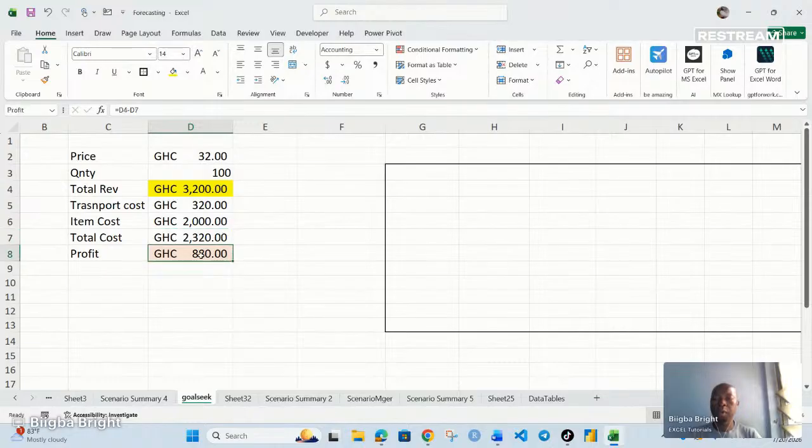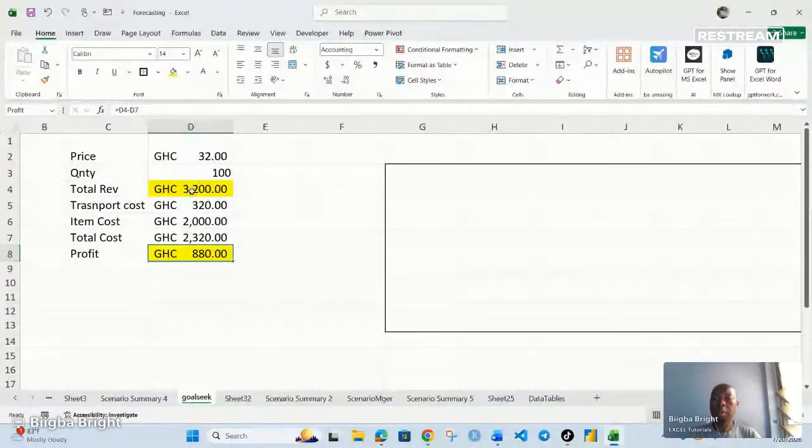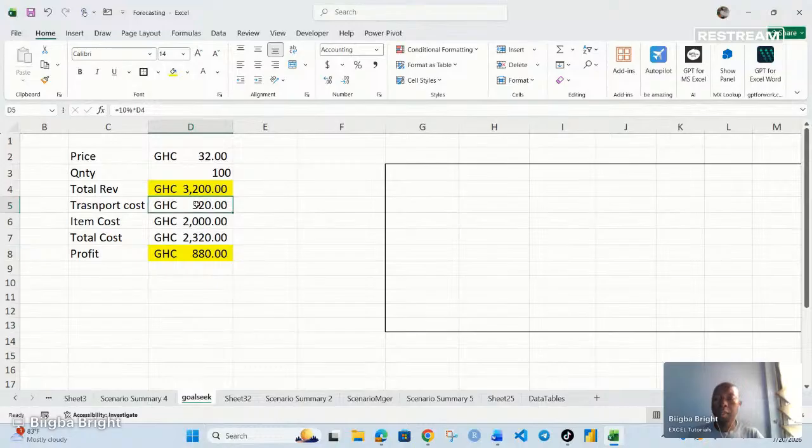Now, for us to get our profit, we need to subtract the total cost from the total revenue, in that order. So now, for now, I want to highlight all the cells that you can see in yellow, and leave the ones that are not in yellow. And I'm going to explain something.